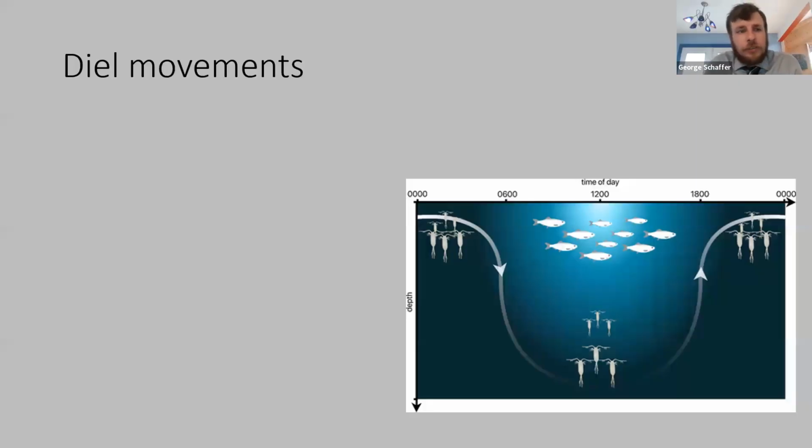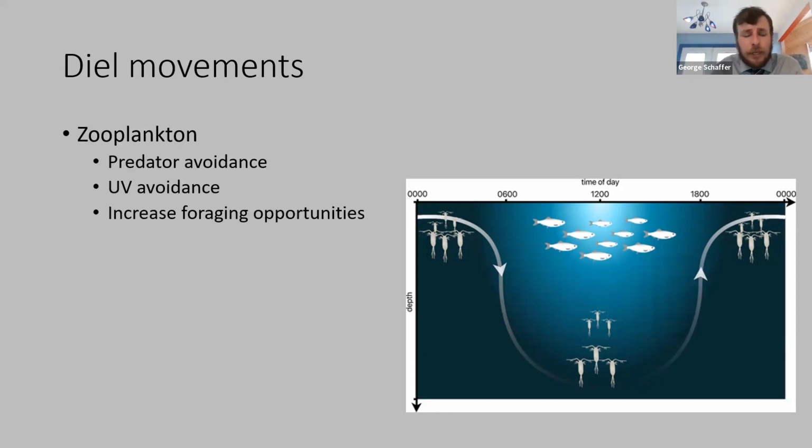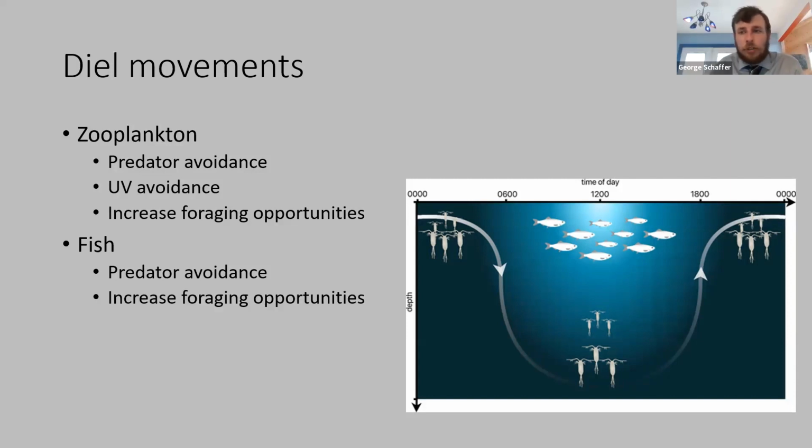So diel movements are 24-hour movements of organisms within their environment, but this phenomenon is typically more strongly associated with zooplankton. The mechanisms behind these movements are generally predator avoidance, UV avoidance, or to increase foraging opportunities. However, diel movements of fishes have also been observed within systems, and the likely mechanisms behind these movements are predator avoidance or to increase foraging opportunities.